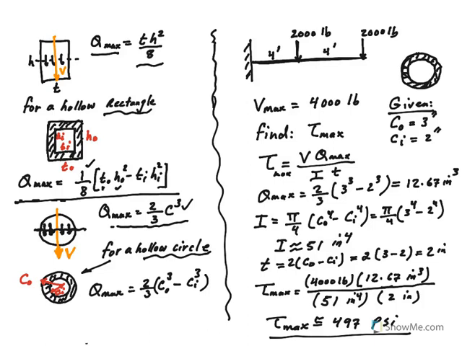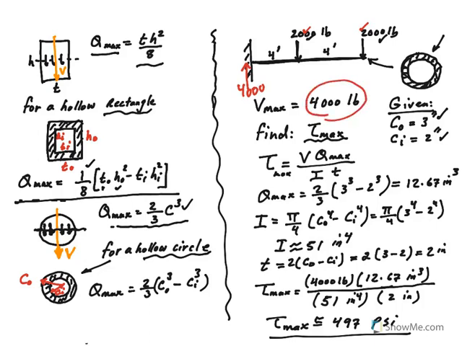This time I have a cantilever beam with two loads on it, 2,000 pounds each, 4 feet apart. The whole entire length of the beam is 8 feet, as you can see. We have a hollow circle, so the cross section of this beam is a hollow circle with an outside radius of 3 inches and an inside radius of 2 inches. I want to find tau max, the transverse shear stress due to shear load V. So what did I do here? I first find the reaction here, which happens to be 2,000 plus 2,000, that's 4,000. That's all I need, and that's my maximum shear load.